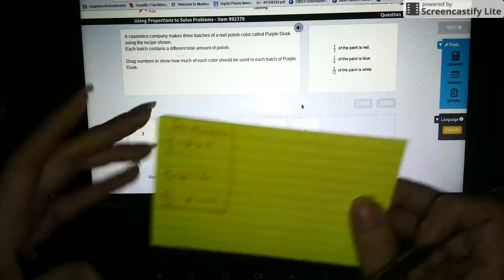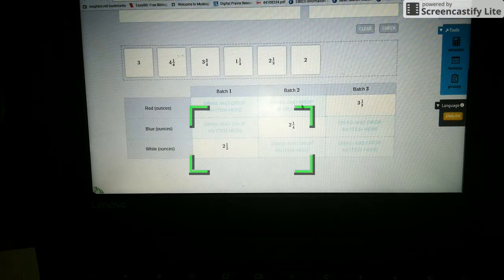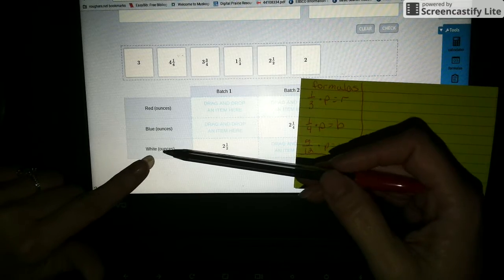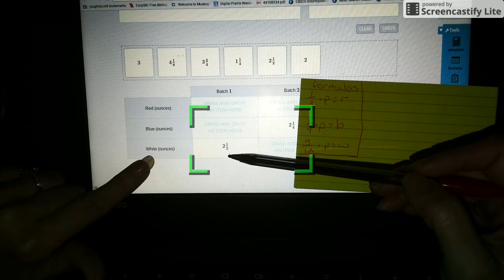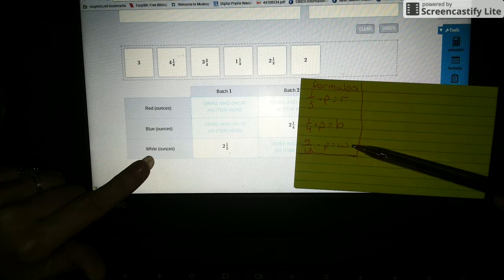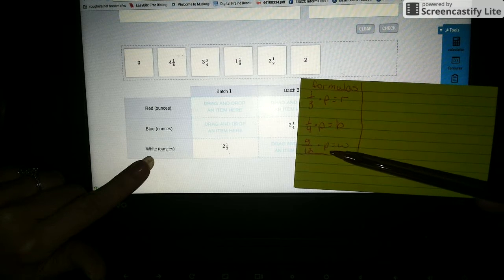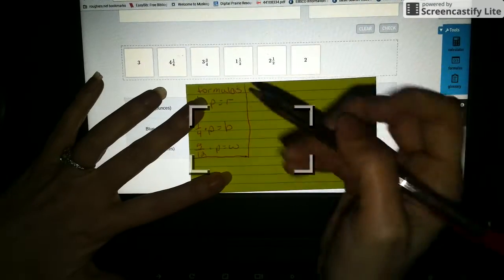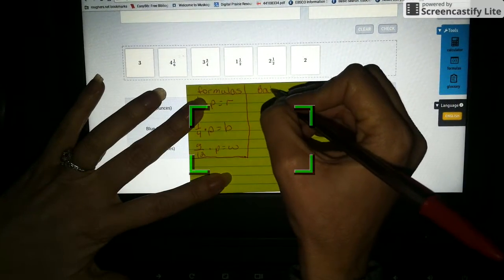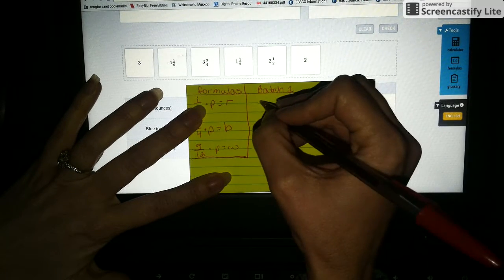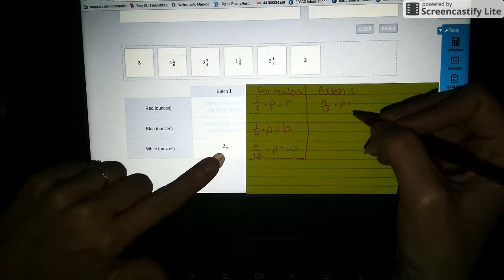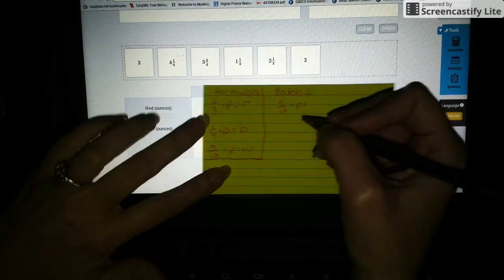So now then, I'll scroll down and look at the batches. So it tells me here that in batch 1, I have 2.5 ounces of white paint. So I'm going to use my white formula. I'm going to plug in the 2.5 for the W, the variable W, to find out how many total ounces of paint are being used. So this is batch 1. And it's 5/12 of the paint is, and I'm going to convert this to an improper fraction, so that would be 5/2.